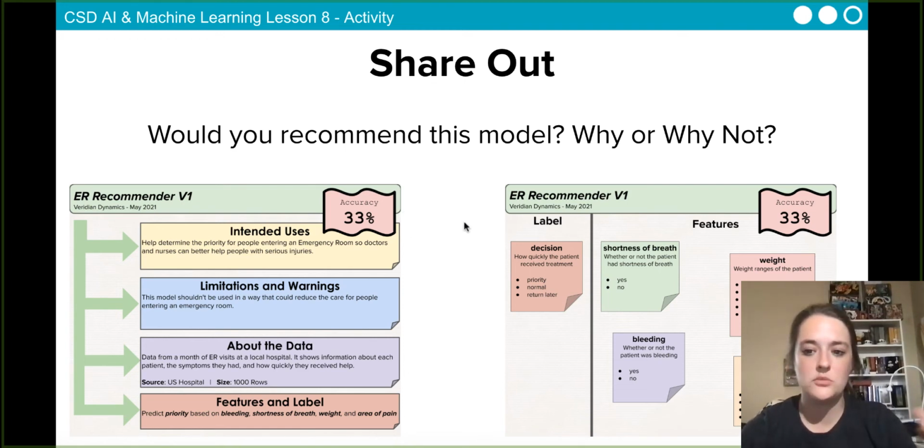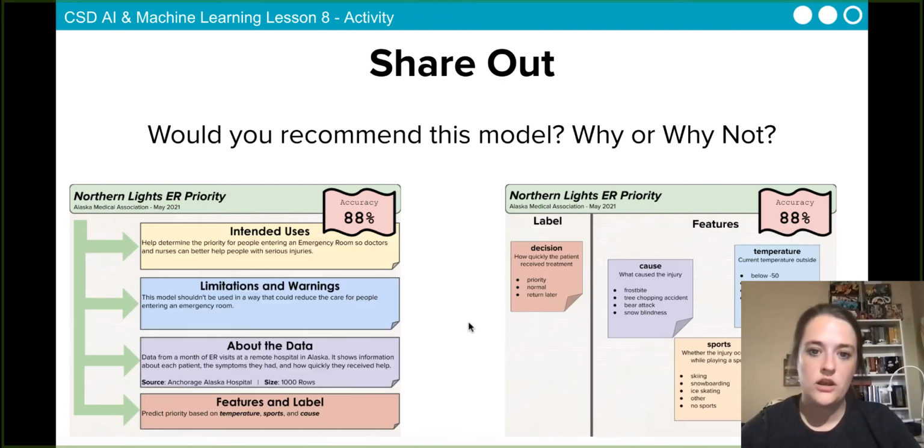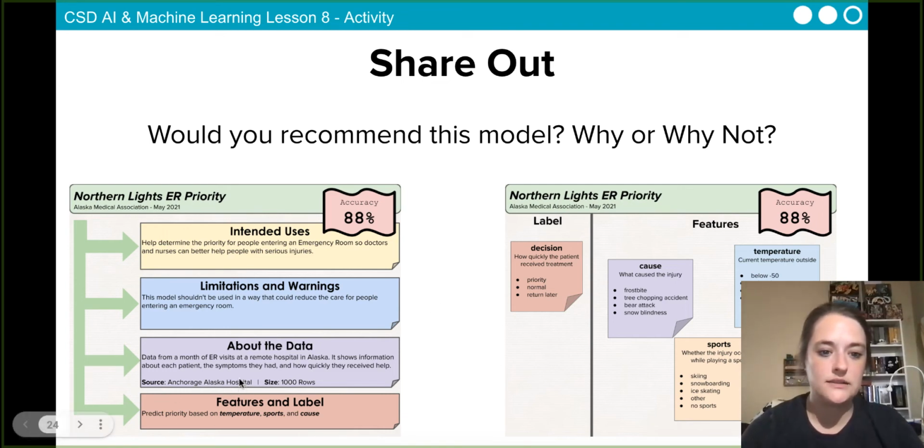That is horrible. Okay. Weight ranges of the patient. It asks if they're bleeding, shortness of breath. All right, this is Northern Lights, ER priority. About the data, the source was Anchorage, Alaska Hospital. It's a remote hospital in Alaska.